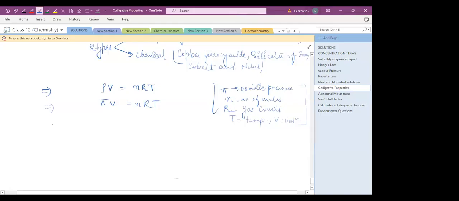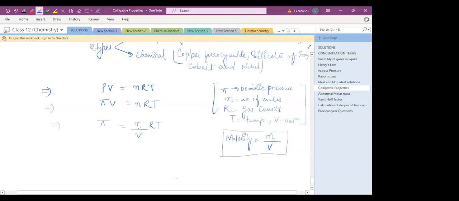Okay, now PV equals nRT, right? So from here, pi, which is osmotic pressure, will equal N upon V into RT, right? And what is N upon V? Do you know? Number of moles per unit volume. What do we call it? It's molarity, right? So what is molarity? Molarity is the number of moles of solute per unit volume, with volume in liters.